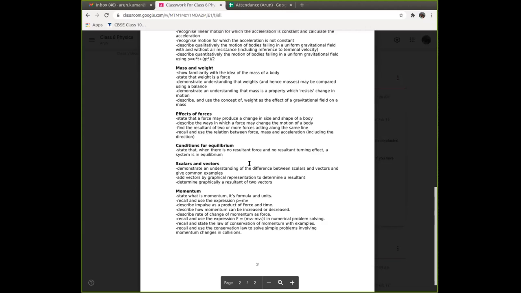Recall and use the relation between force, mass, and acceleration, including the direction. So force, mass, and acceleration, which law did this come under? Okay, second law, I am aware of this. What is the relationship between these two things? Force is equal to mass multiplied by acceleration.